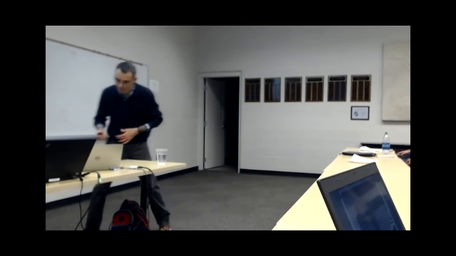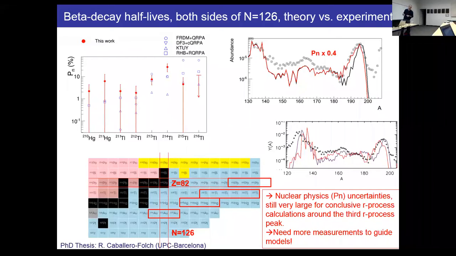So you can see here what are the expected neutron branchings for one neutron. It is 10%. For two neutrons, this will be even smaller. So the message is we need more measurements.